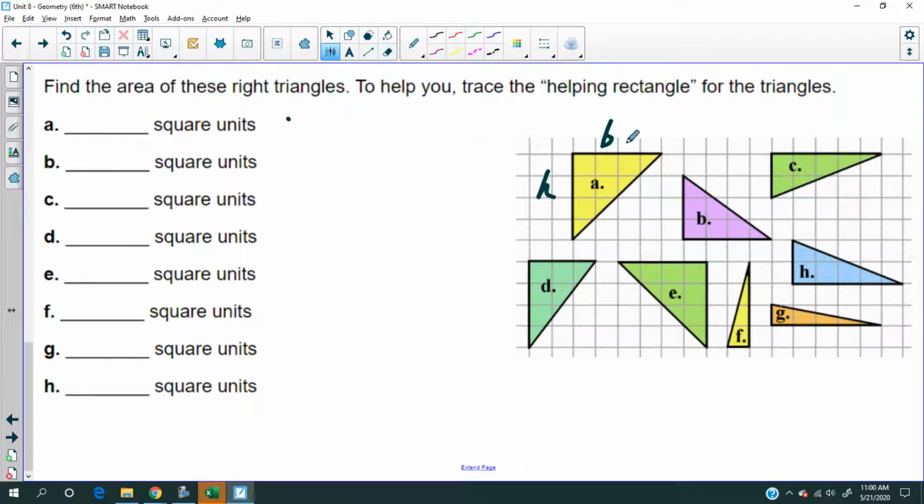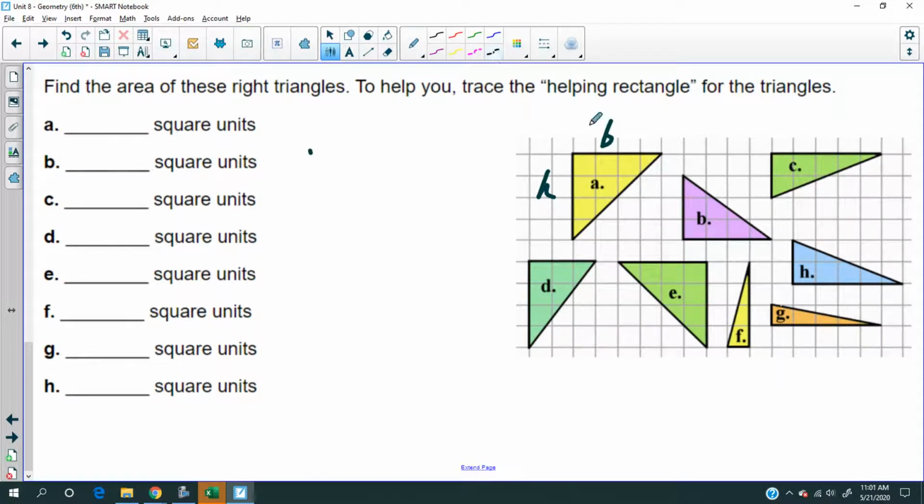And to be honest, it doesn't matter, because you're going to multiply these numbers anyways. It doesn't matter whether you're doing b times h or h times b. As long as you can identify the height and the base, you're going to be okay, because they're interchangeable in this context.